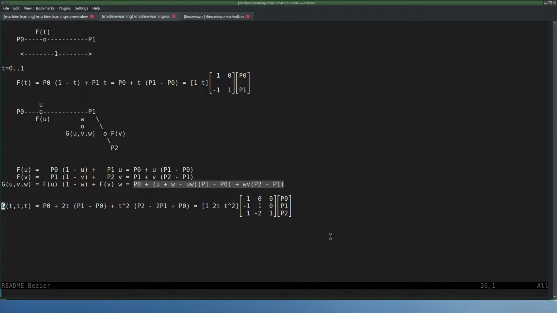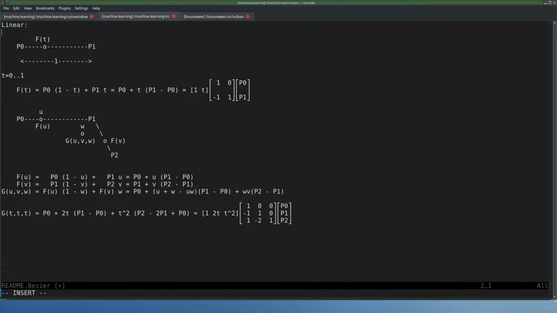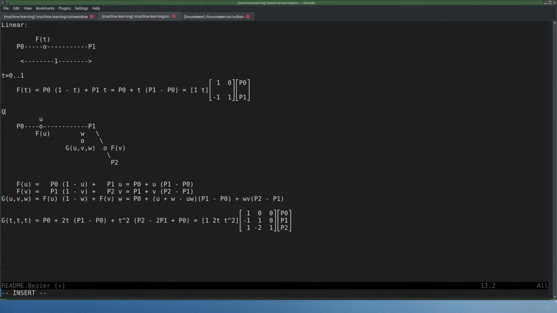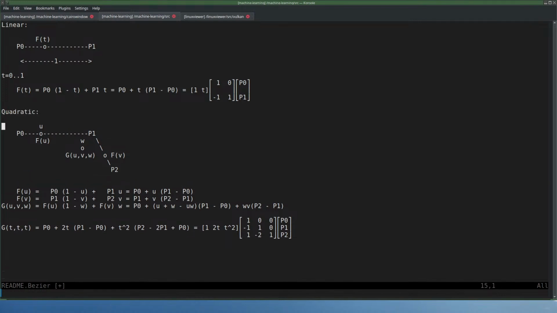And I think the probably only interesting thing that you get out of that is the matrix equation, maybe. Yeah. I'll keep it, I guess.